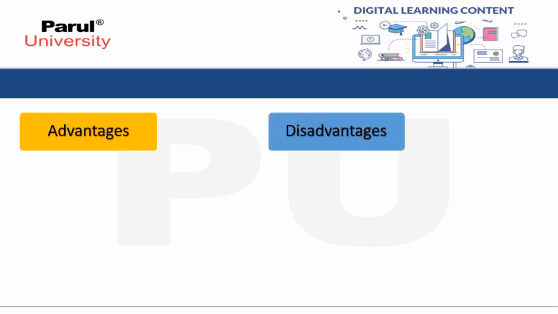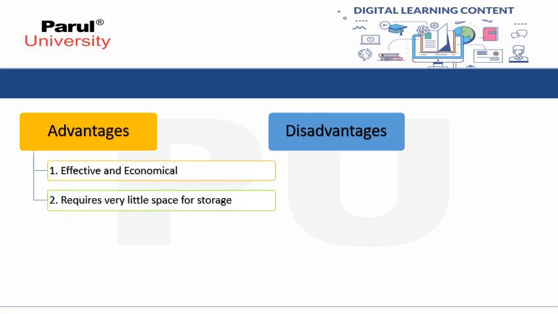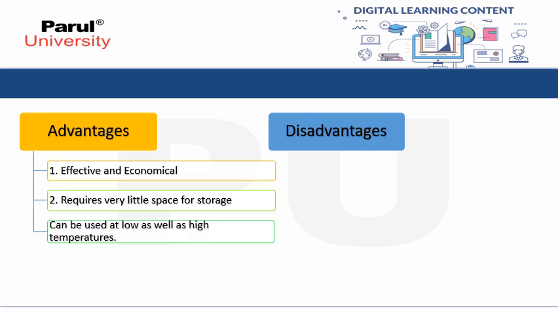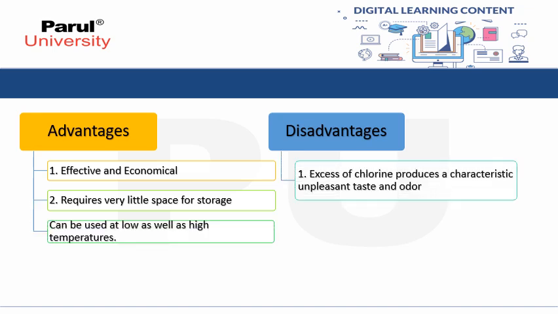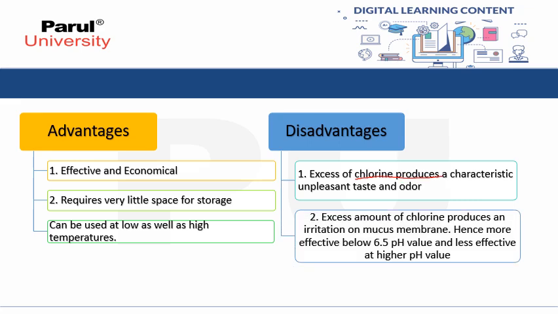The advantage of using chlorine gas to kill germs and bacteria is that it is effective and economical, requires very little space for storage, and can be used at low as well as high temperature. Whereas the disadvantage of using chlorine gas directly by passing it into the water is that excess chlorine produces a characteristic unpleasant taste or odor in the water, and can also produce irritation on mucous membrane. Hence, it is more effective below 6.5 pH value and less effective at higher pH.